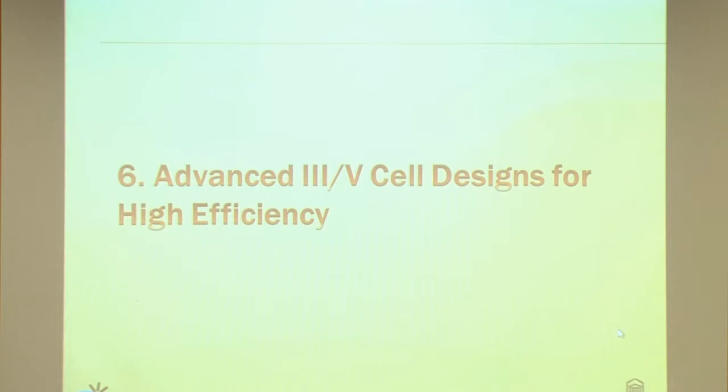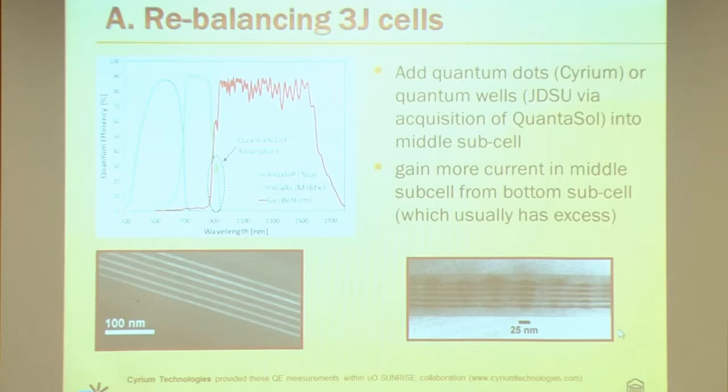The last few minutes, back to the cells now. How are the cells doing in terms of increasing their efficiencies? There are different ways you can go about improving the current and voltage output of these cells to further increase your power. One is to rebalance the currents out of the 3 cells. One approach is to add quantum dots. This is done by Sirion, an Ottawa company, who we've done some collaborations with. It steals some current from the bottom subcell into the middle subcell.